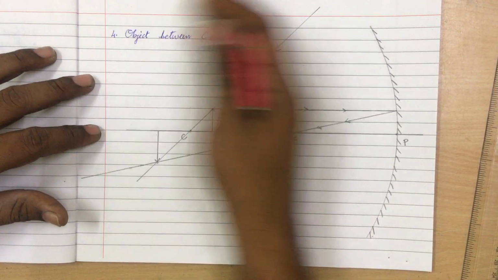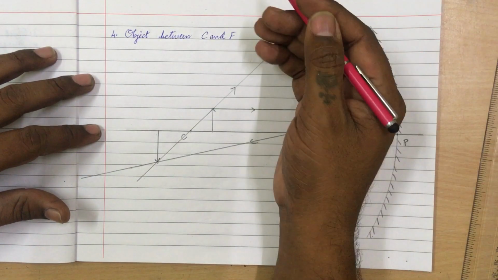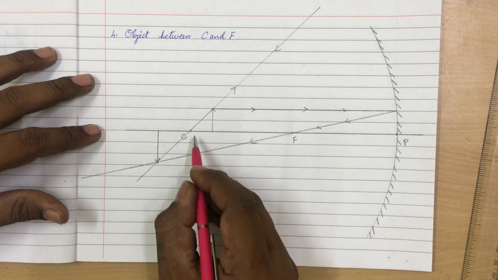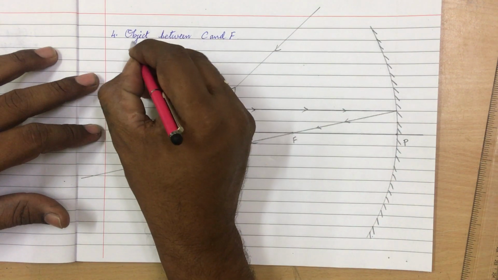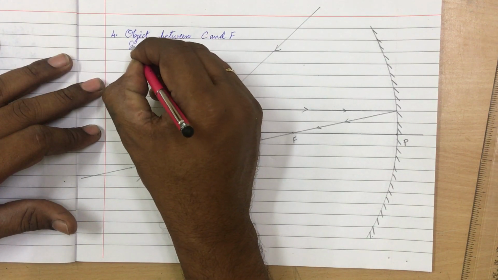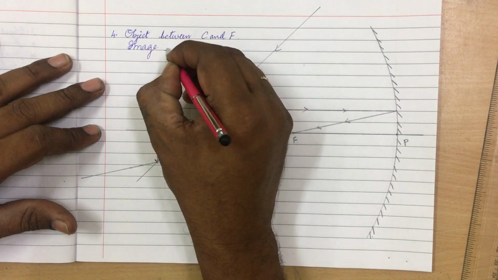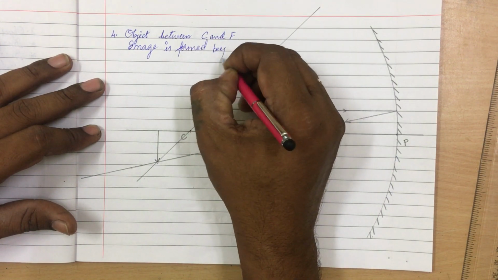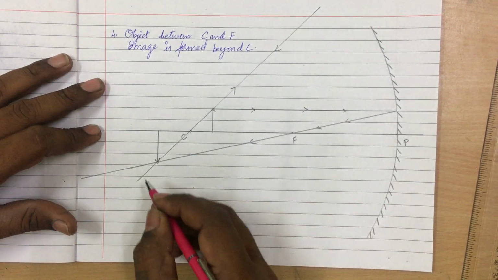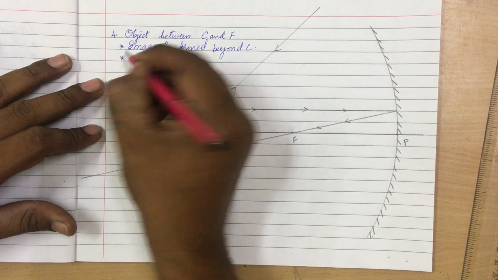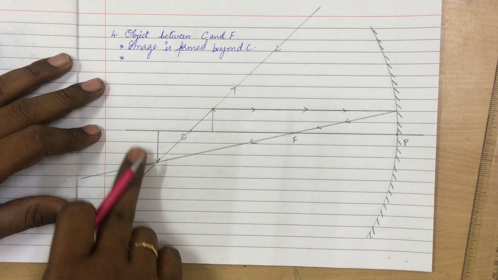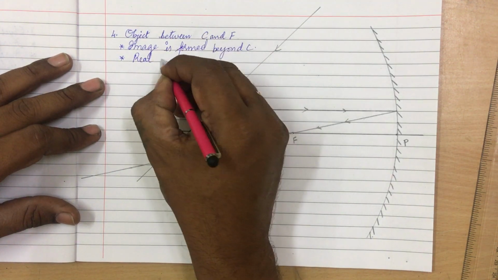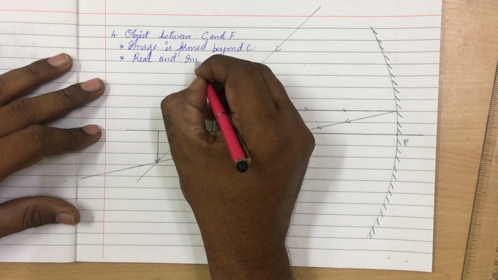Now we shall write the 3 points. First is position. When the object is between C and F, the image is found beyond C. The second point is the nature of the image. So you see the image is inverted. So the nature of the image formed is real and inverted.